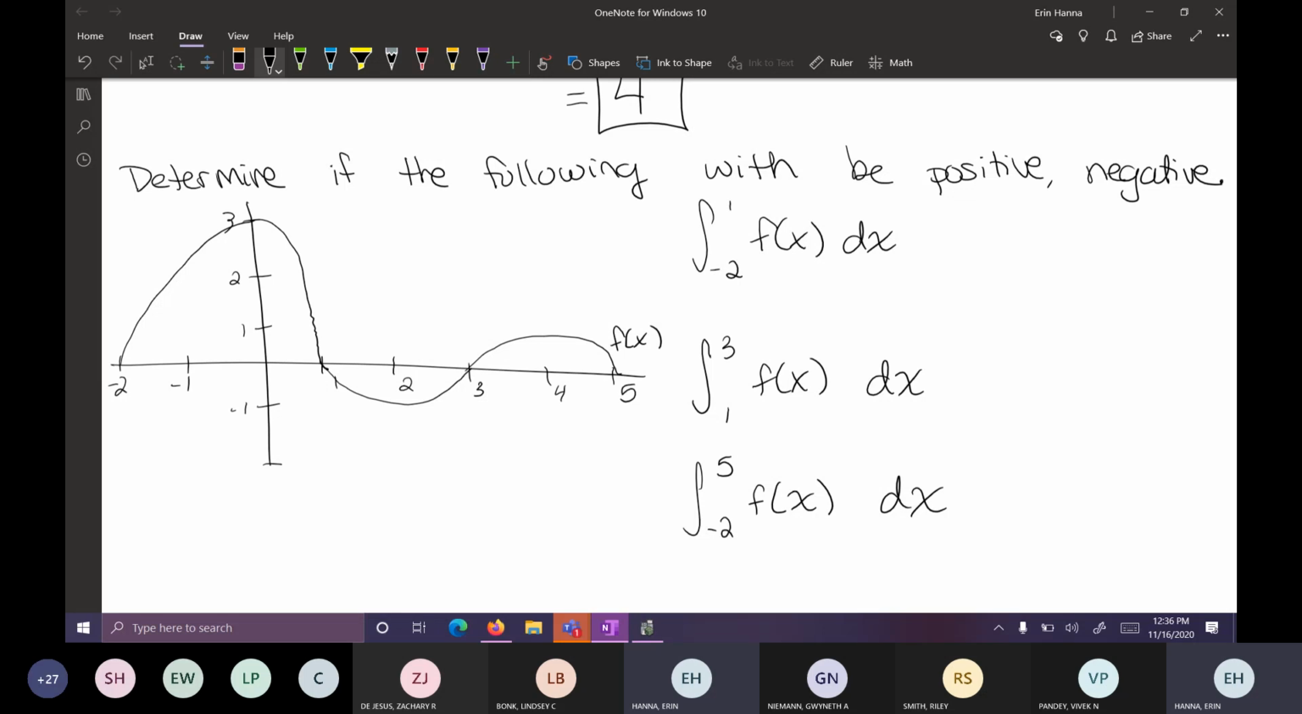So say I wanted to determine if the following are approximately positive or negative. Here, if we're going from -2 to 1, that's the first blip that's above the x-axis. Remember, in terms of a regular integral, area above the x-axis is positive and area below the x-axis is negative. Since all of that area ends up above the x-axis, this would be positive. But if instead we're looking from 1 to 3, all of the area is below the x-axis. So in general, any area below the x-axis is going to be treated as negative.